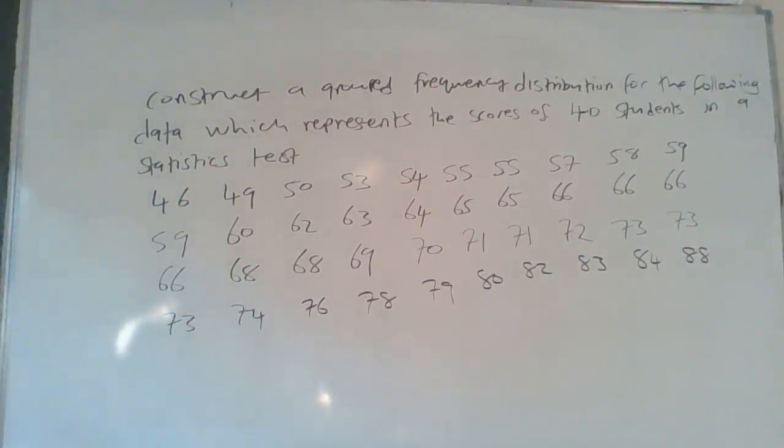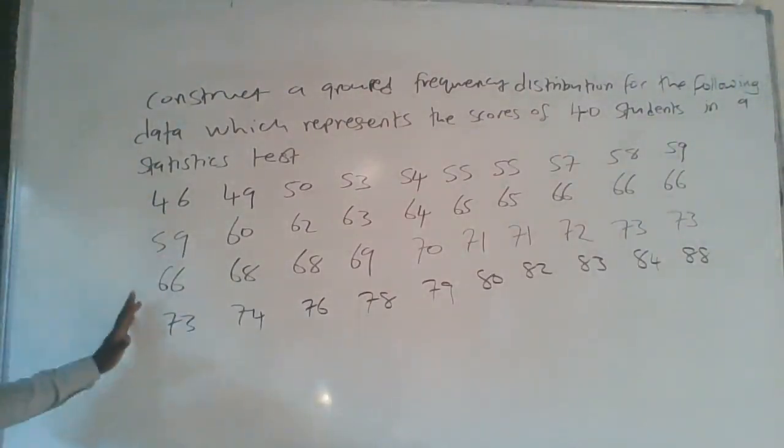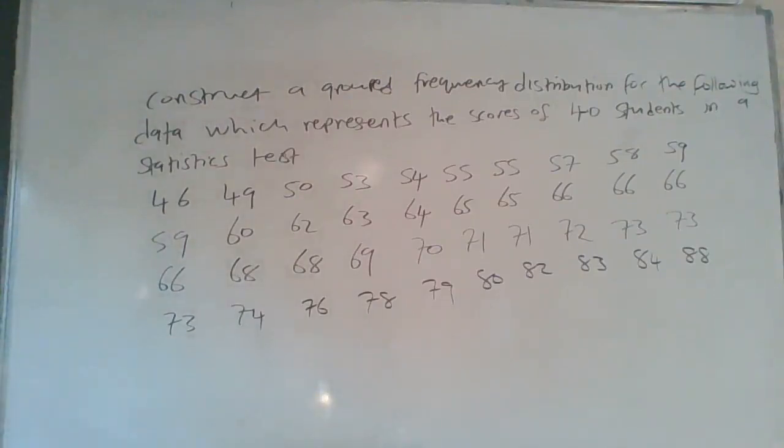Looking at the data points, there are too many. So what we need is to construct a grouped frequency distribution. Just like in the previous example, please copy these points here so that I can then construct the frequency distribution table.